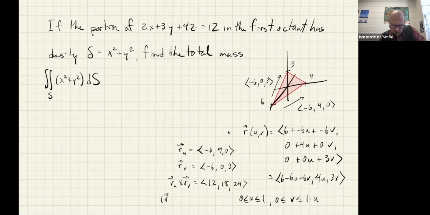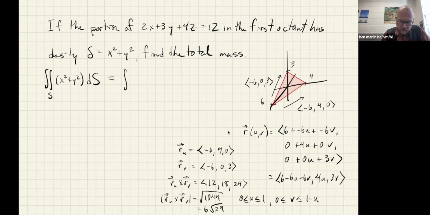So the magnitude of r vector u cross r vector v is going to be equal to, oh shoot, I got to go get a calculator to do it, sorry. 12 squared plus 18 squared plus 24 squared is 1,044. Is that a perfect square? It is not. Okay. So square root of 1044, that's going to be 6 square roots of 29. That's kind of ugly, but you know, it's doable.